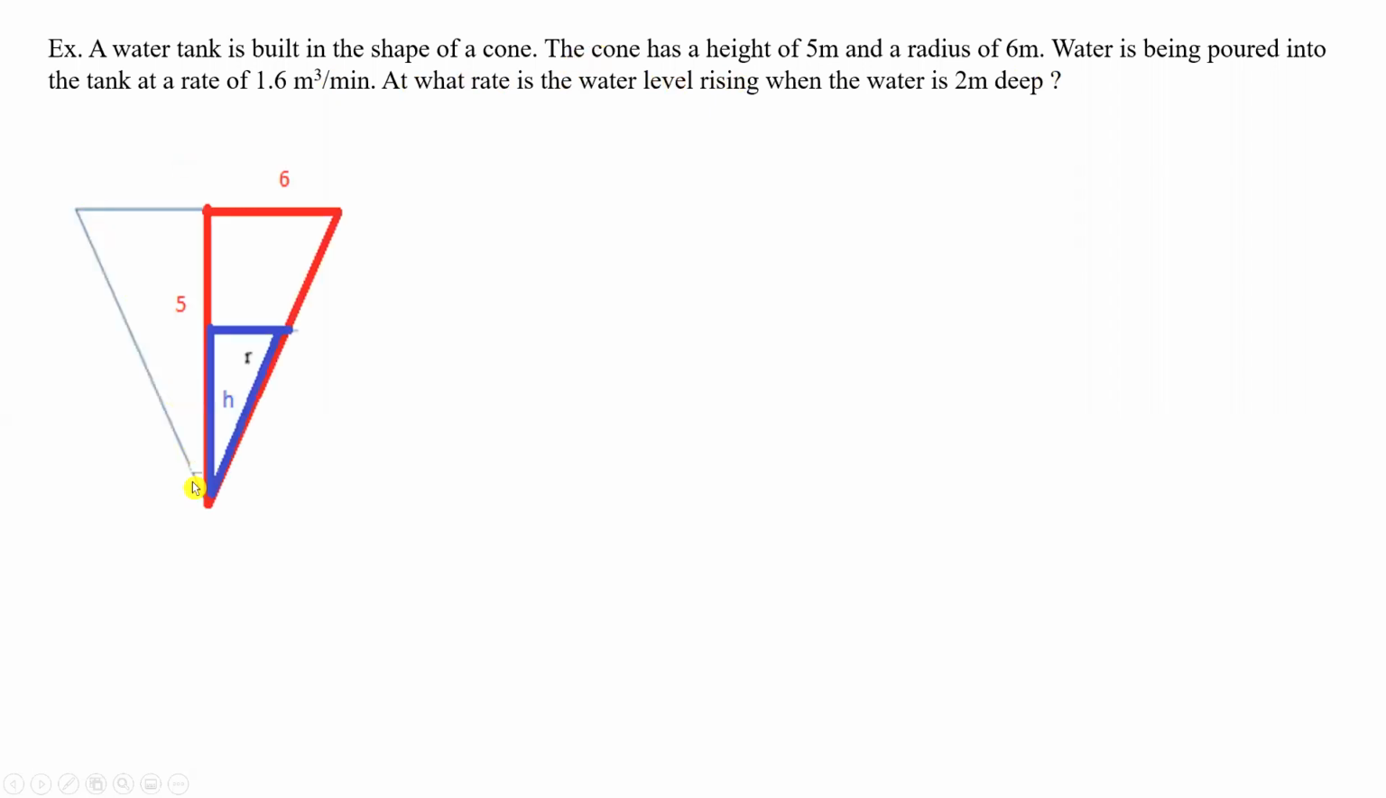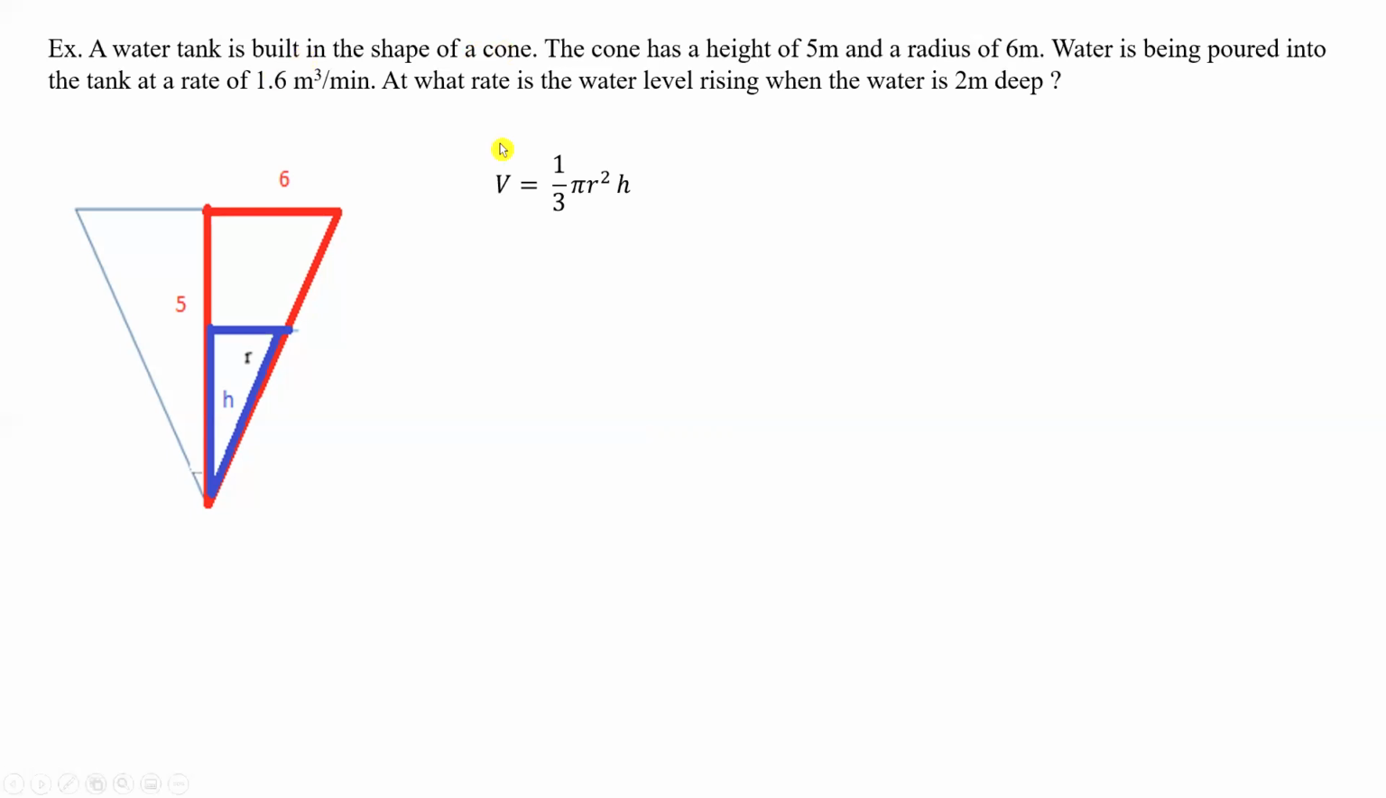Here's our cone. The cone has a height of 5 meters, radius of 6. The water being poured into the tank also has a radius and a height. 1.6 meters cubed represents volume, so we'll probably start with the equation for volume of a cone. The volume of a cone is 1/3 pi r squared h.